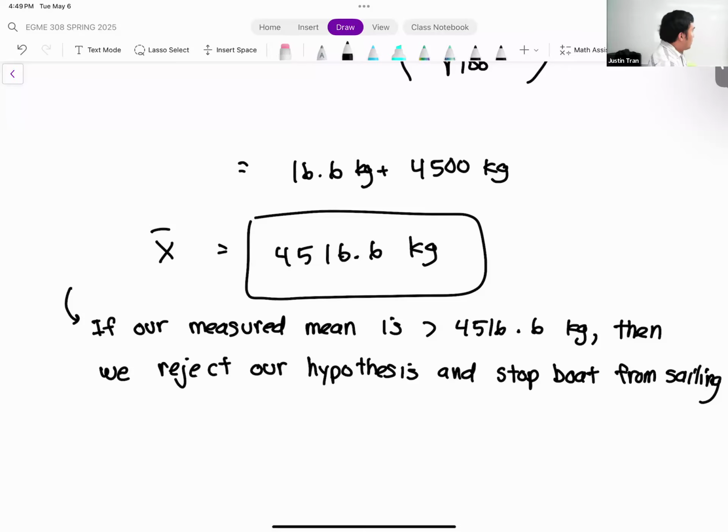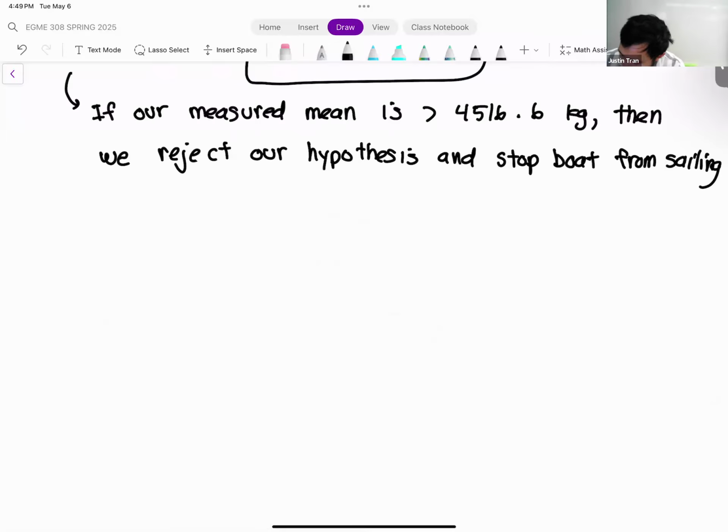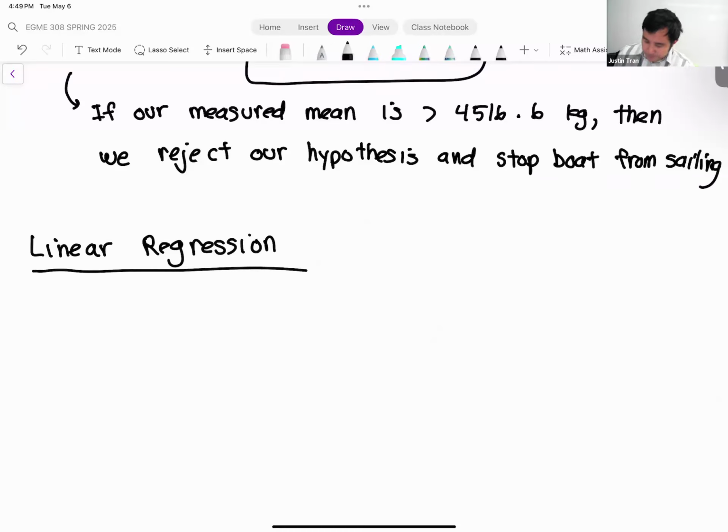Okay, so for the last 25 minutes today, I do want to review very quickly linear regression, just because you do have a homework problem on it. I think it's the most fun homework problem, but it's good to review what this is. Okay, so with linear regression, we're shifting gears a bit.